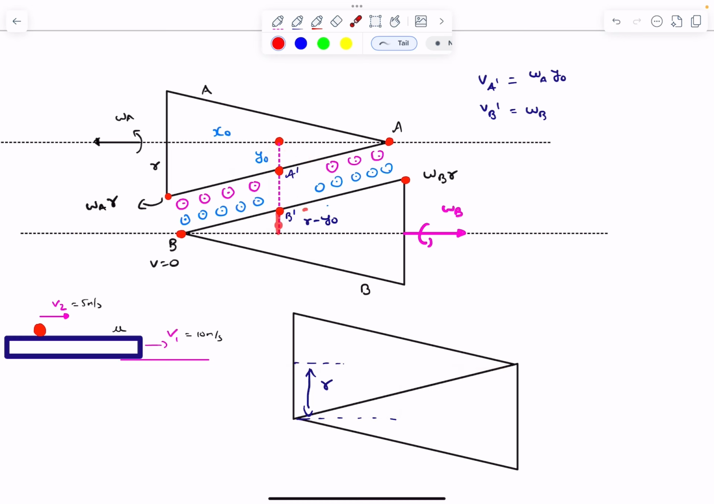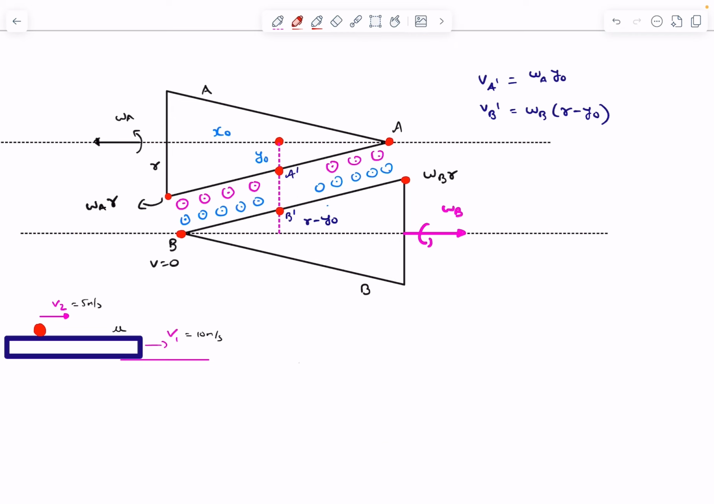So this distance over here is r minus y naught, so we can say it is omega b times r minus y naught. Now I'm making a claim that this is a special point in which the velocity of a dash and velocity of b dash are equal. So we can say that omega a times y naught equals omega b times r minus y naught. Why does va dash have to be equal to vb dash for some particular point? That we'll try to answer at the end.